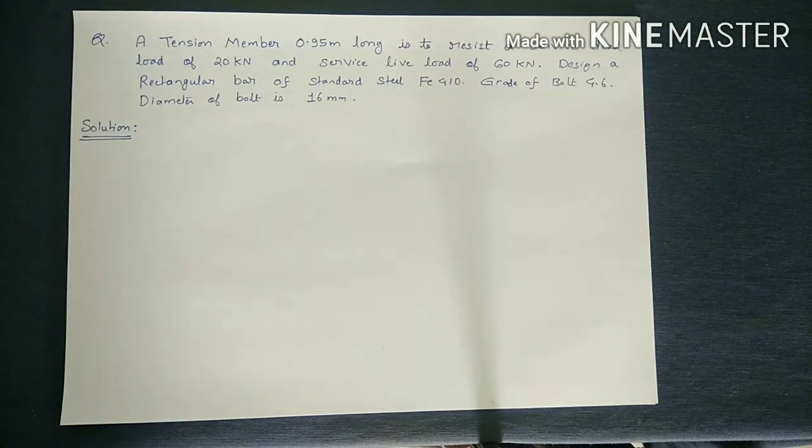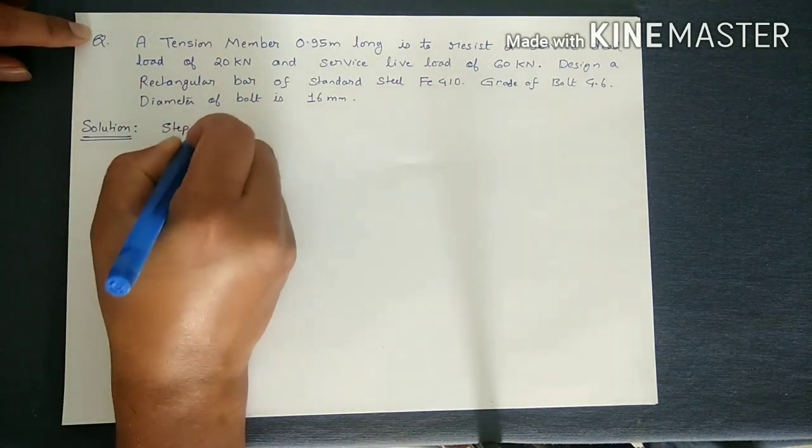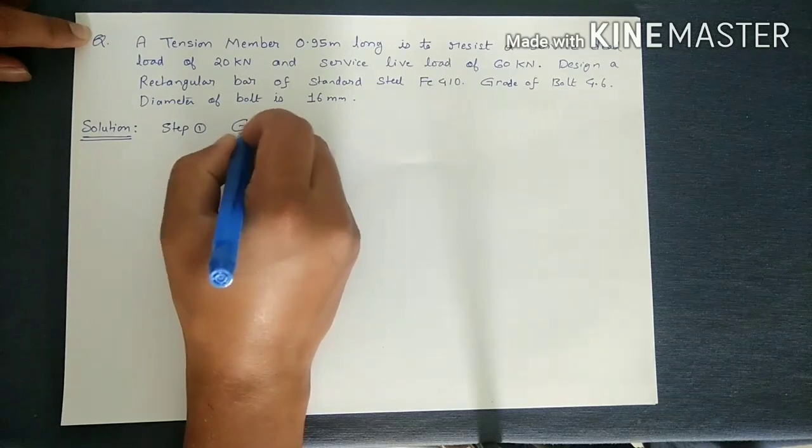So the question says that a tension member 0.95 meter long is to resist a service dead load of 20 kN and service live load of 60 kN. Design a rectangular bar of standard steel, that is Fe410, and use grade of bolt 4.6 where the diameter of the bolt is 16 mm. So let's start. So we will start from step number 1, that is given data.